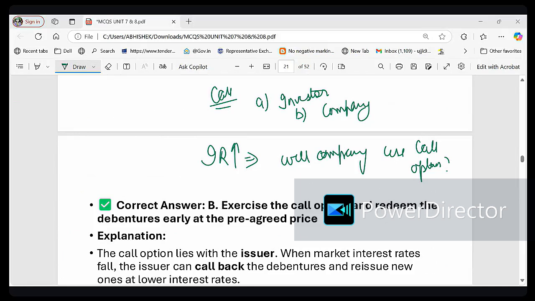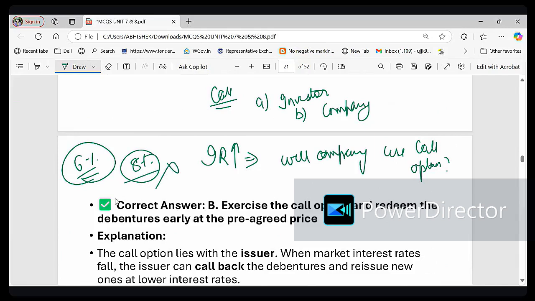Try to understand the logic. Suppose the debenture coupon rate is 6% and the market interest rate is 8%. So why would the company exercise the call option? It will not exercise the call option, because it is paying 6%, which is beneficial for the company.